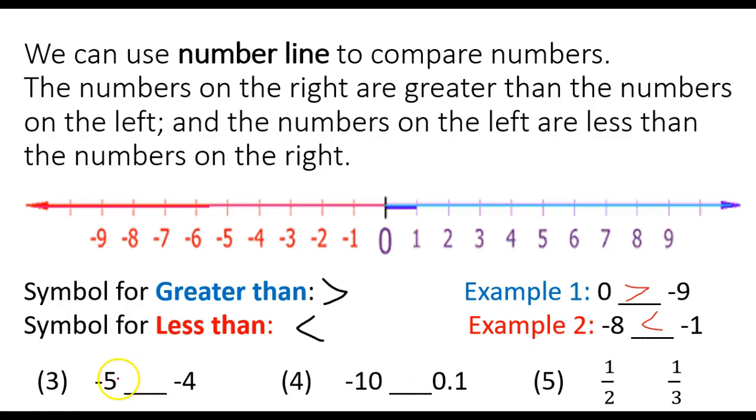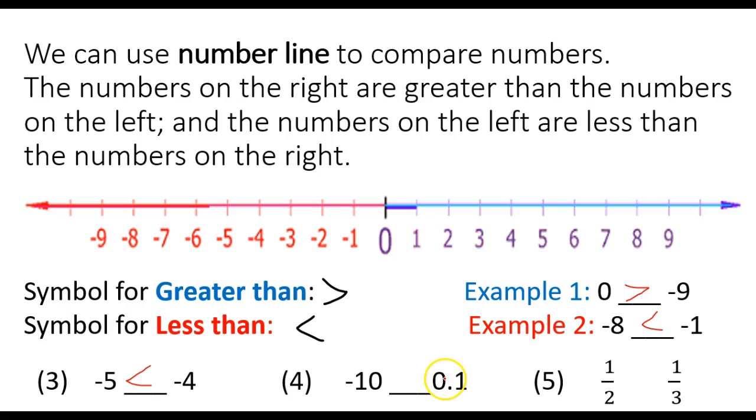So how about -5 and -4? -5 is on the left of -4. Again, -5 is on the left of -4, so -5 will be less than -4.